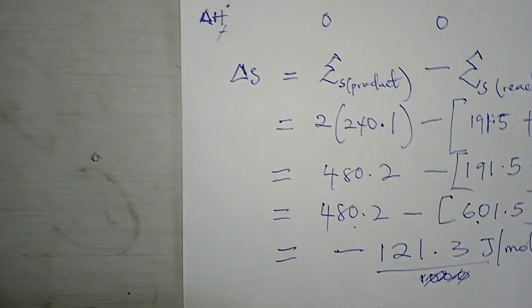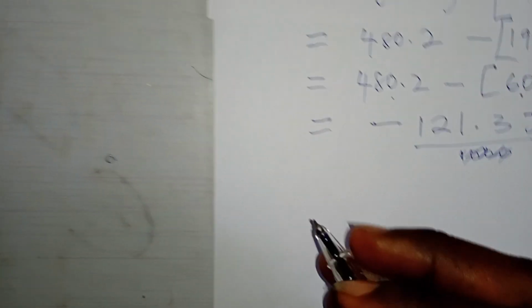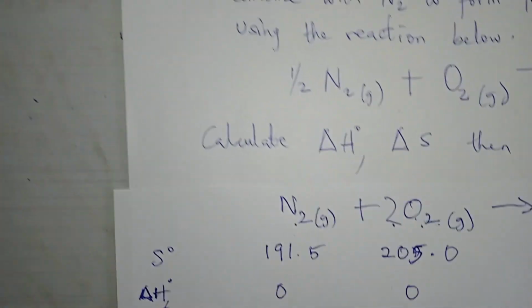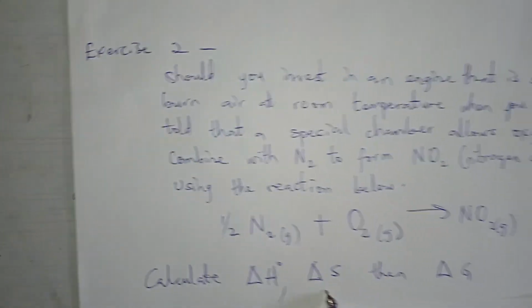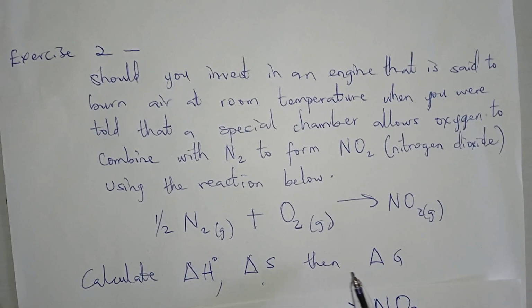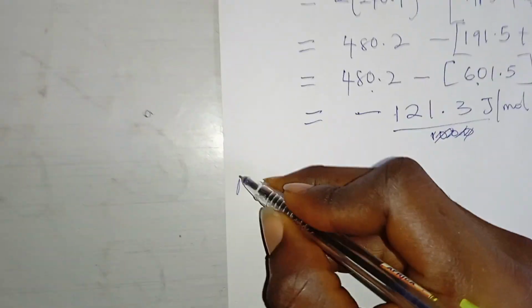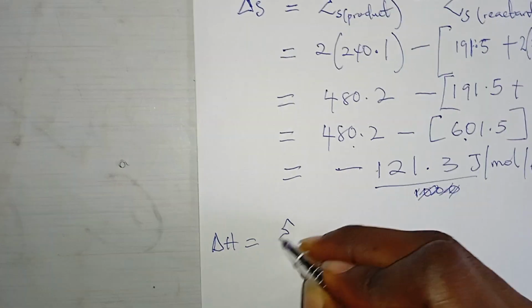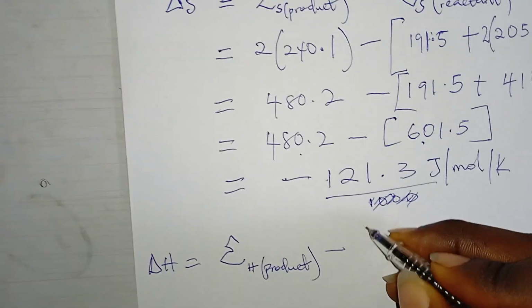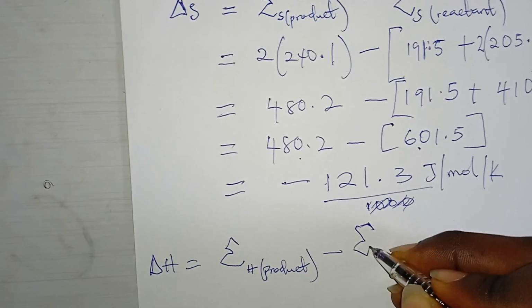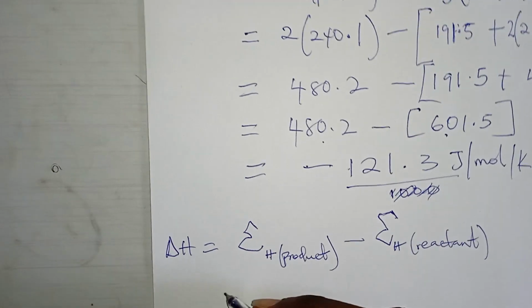So let's find the enthalpy. Remember that the reason why we are doing this, the question said we should find change in H, change in S, change in entropy. So we've gotten change in entropy. So it's to get change in enthalpy now before change in Gibbs free energy. So change in enthalpy is going to be sum of enthalpy of products minus sum of enthalpy of reactants.